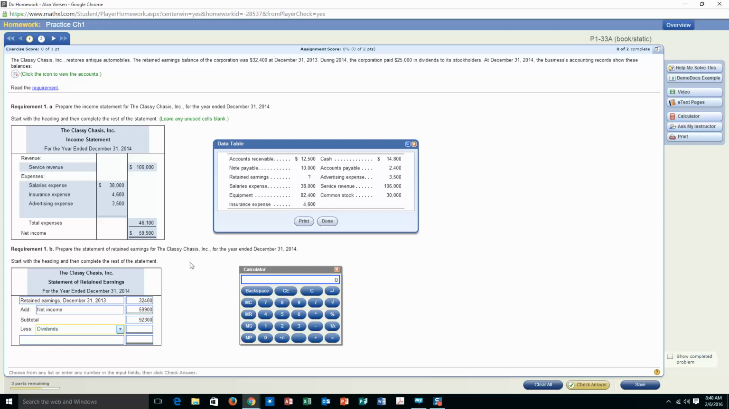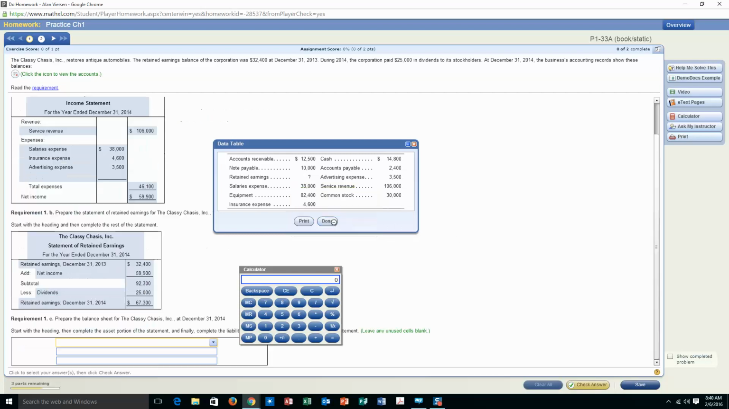I have to subtract out any dividends that I paid out. So over here in my data table, it doesn't give me the dividends, but it gives me the dividends up here in the opening scenario. I'm subtracting the dividends, and then I have my ending retained earnings, which is $67,300. Check my answer, and I go on to my balance sheet.